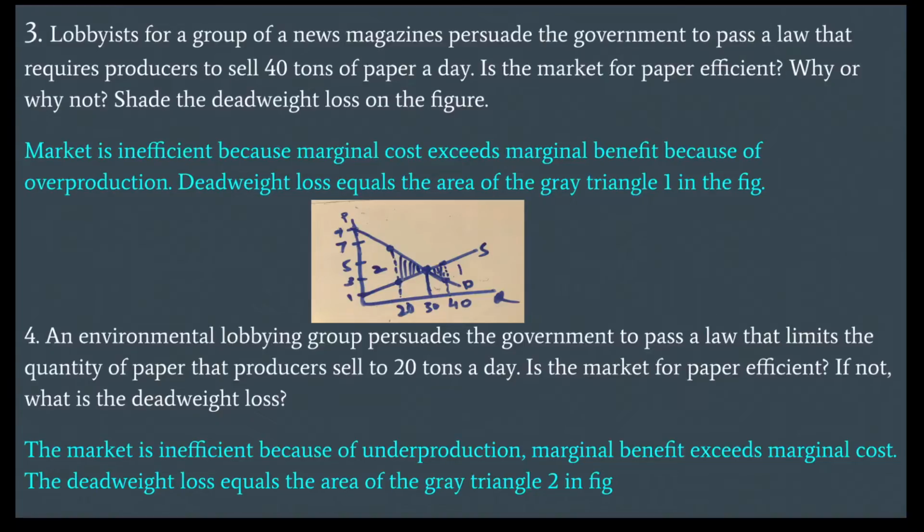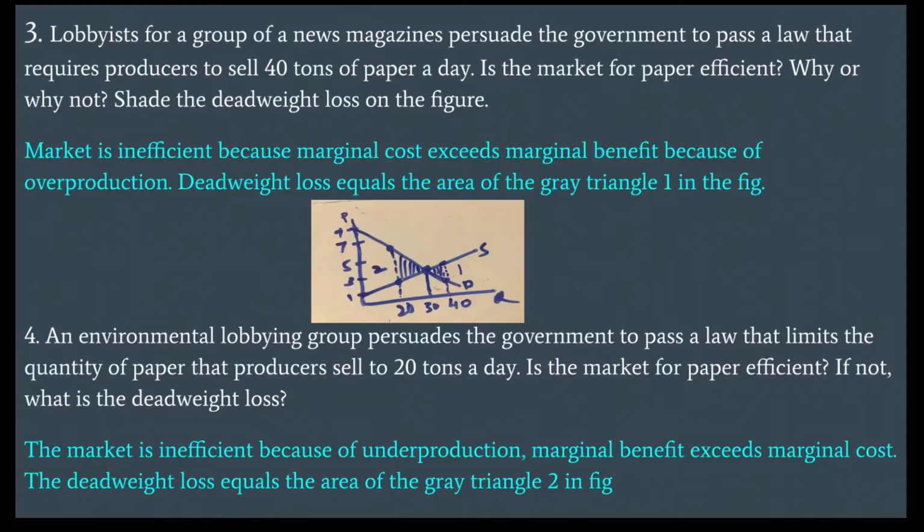If the producers have to sell 40 tons of paper a day as per the law, then the market is inefficient because marginal cost exceeds marginal benefit because of overproduction. Deadweight loss equals the area of the gray triangle 1 in the figure.